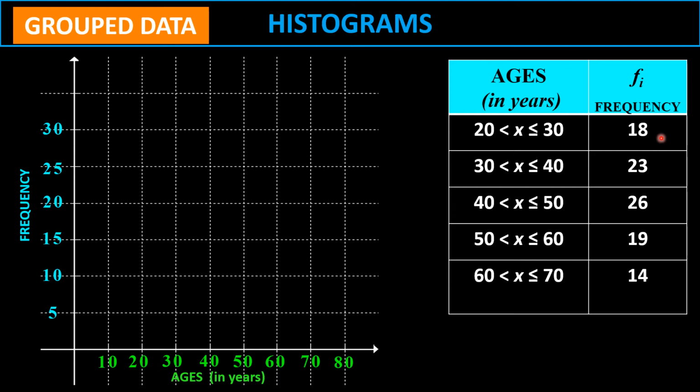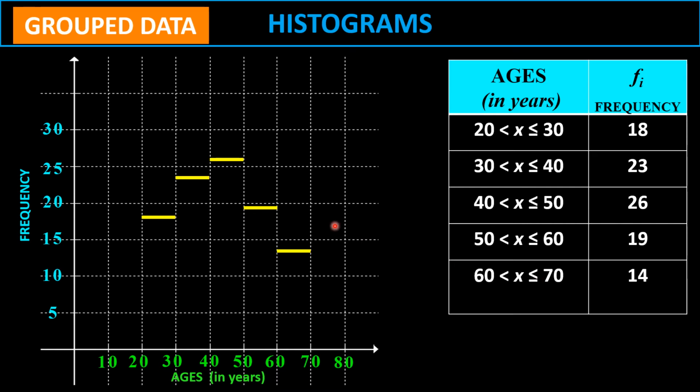Now we need to plot the points there. From 20 to 30, that interval goes with 18. So you can see there, between 20 and 30, that matches with 18. I draw a little bar there, and the same between 30 and 40, there's 23, and between 40 and 50, there's 26, and the next one is 19, and the next one, between 60 and 70, that's 14.